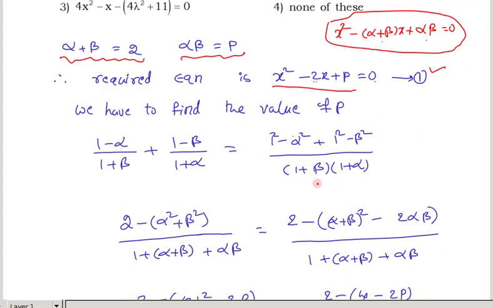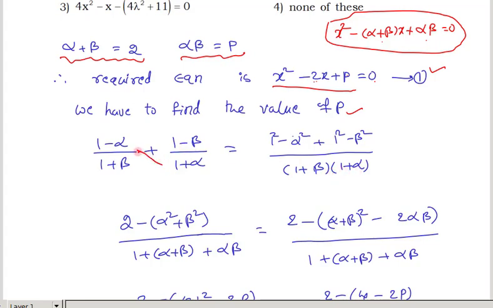Now we need to find out the value of p. So in order to do that, we have to find out the value of this LHS, that is (1 minus alpha)/(1 plus beta) plus (1 minus beta)/(1 plus alpha). Here I am taking the LCM of these two terms. So the LCM is the product of these two denominators, that is (1 plus beta) into (1 plus alpha).